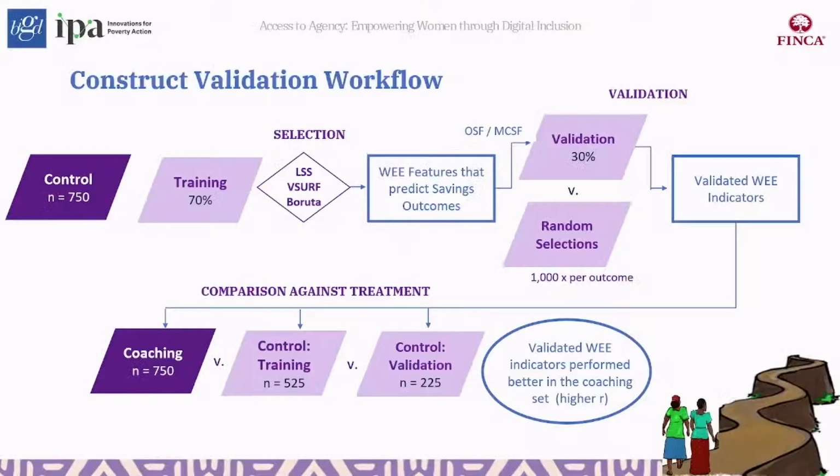So we had 4 models producing 2 results each, so 8 altogether, which we applied across all 3 of the savings outcomes that I just spoke about. Then, once we had the feature set selected, we then validated them on the remaining 30% of our sample to see how our selected features performed against randomly selected variables. And then once we had validated them, we also compared them to see how they worked in the coaching sample. So did the features we selected actually have stronger predictive power in the coaching set than in the control set?